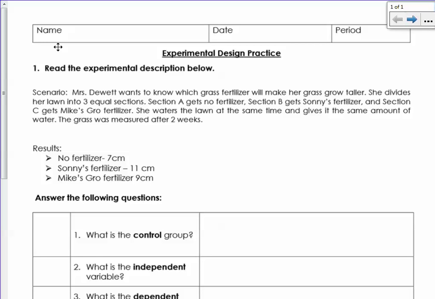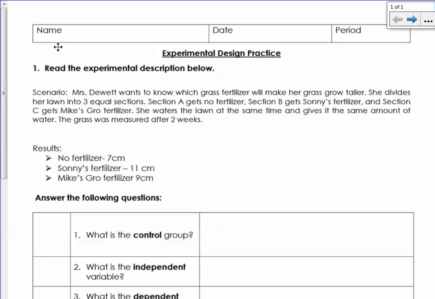She waters the lawn at the same time and gives it the same amount of water. The grass was measured after 2 weeks. So we have results for this one. So no fertilizer was 7 centimeters, Sunny's fertilizer was 11 centimeters, and Mike's grow fertilizer was 9 centimeters.